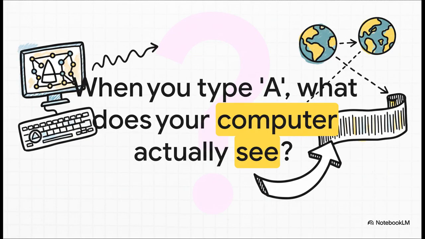So let's start with a simple question. When you press the letter A on your keyboard, what does your computer actually see? It doesn't see a letter, not at all. It sees a number. So how does every single computer everywhere agree on which number means A? The answer is this brilliant, elegant standard called ASCII.